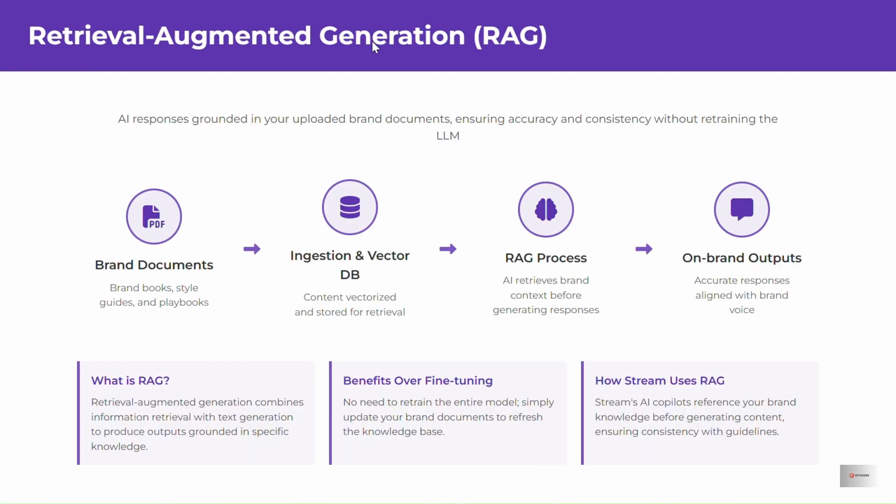So as we discussed earlier, instead of relying on a general AI tool which gives generalized information, the stream uses RAG. So a RAG response grounded in your uploaded brand document, ensuring accuracy and consistency without retraining the LLM.